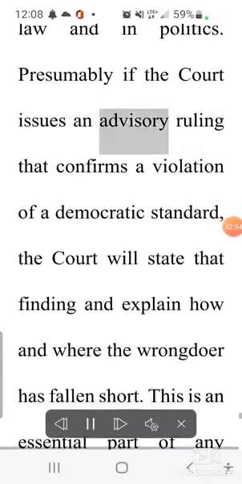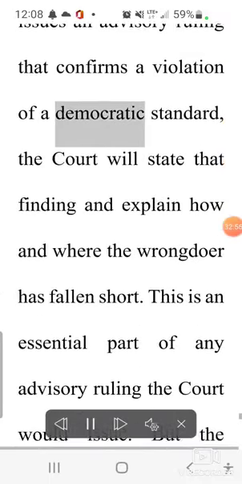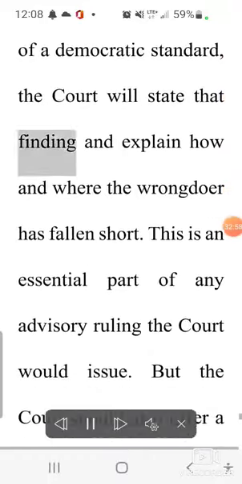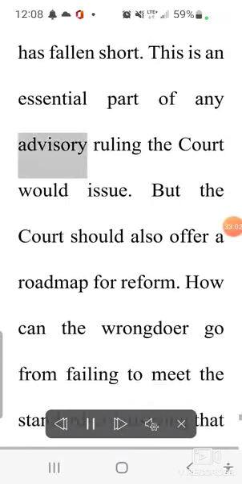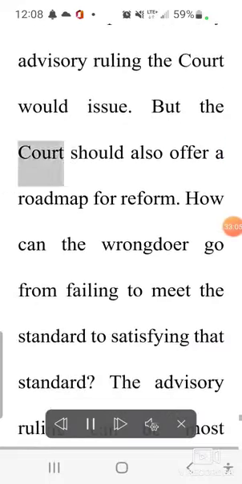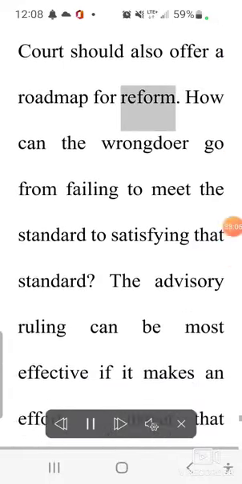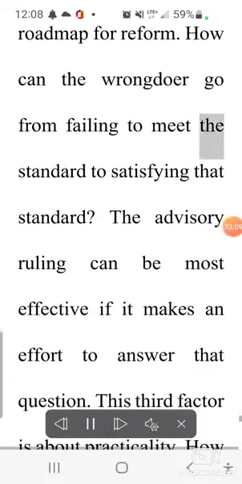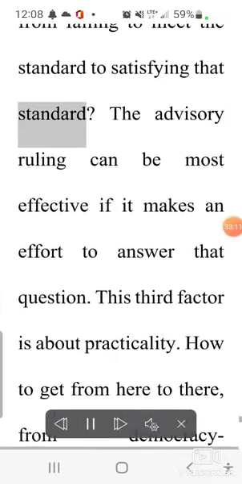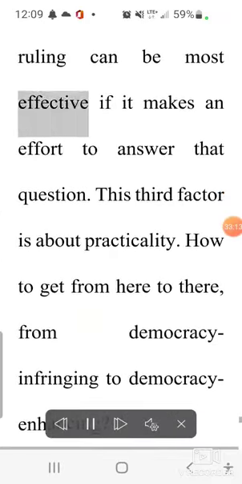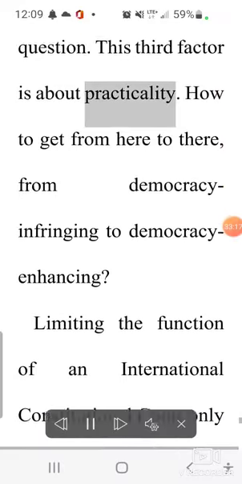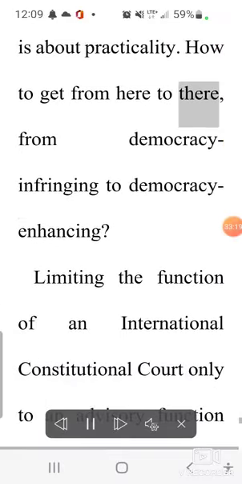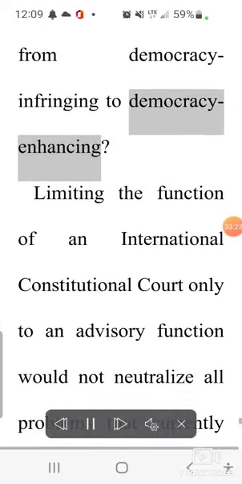Presumably, if the court issues an advisory ruling that confirms a violation of a democratic standard, the court will state that finding and explain how and where the wrongdoer has fallen short. This is an essential part of any advisory ruling the court would issue. But the court should also offer a roadmap for reform. How can the wrongdoer go from failing to meet the standard to satisfying that standard? The advisory ruling can be most effective if it makes an effort to answer that question. This third factor is about practicality. How to get from here to there, from democracy infringing to democracy enhancing?